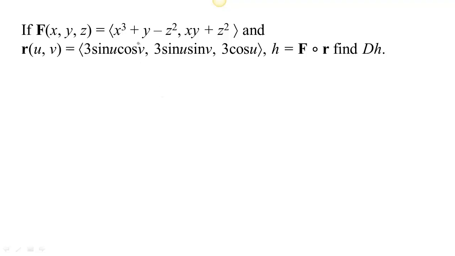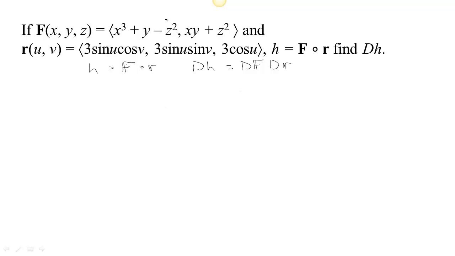If we look at what happened when we used the chain rule to find this derivative, we had our function h, which was the composition of two functions. So the total derivative for h was just the product of the two total derivatives, the total derivative for the function f times the total derivative for the function r.